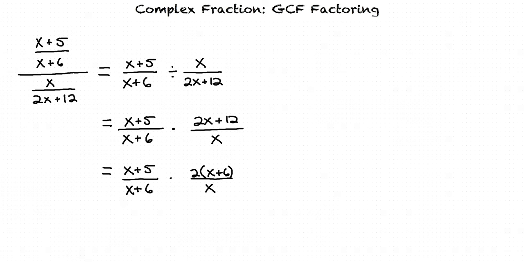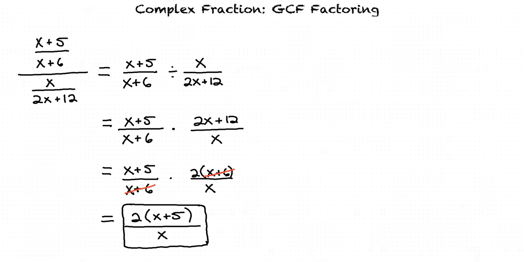Now we have an x + 6 in the numerator and denominator, so we can cancel these terms. This leaves us with 2 times (x + 5) divided by x, and since we cannot simplify this any further, it is our final answer. Let's do one more example.